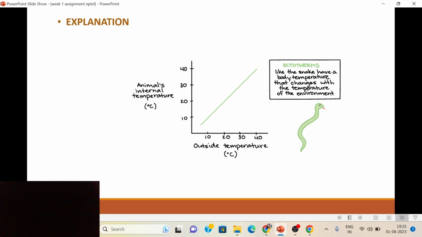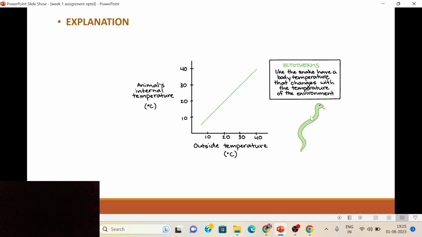So, what are ectotherms? Ectotherms are those animals that change their internal body temperature according to the outside temperature of the environment, right? From the graph, you can see that the internal temperature of the animal's body is directly proportional to the outside temperature. With an increase in the outside temperature, the animal's internal temperature also increases.